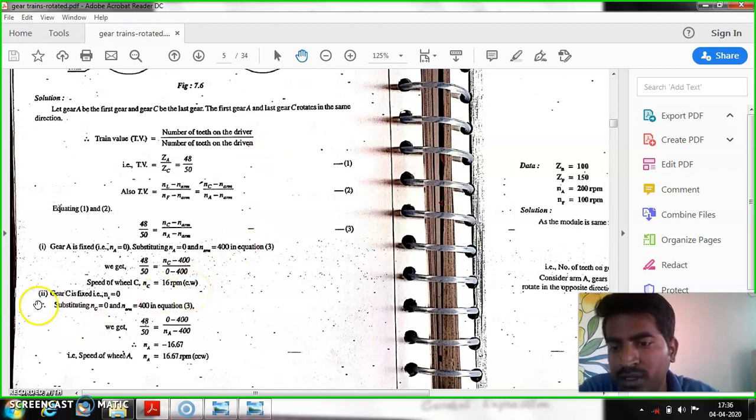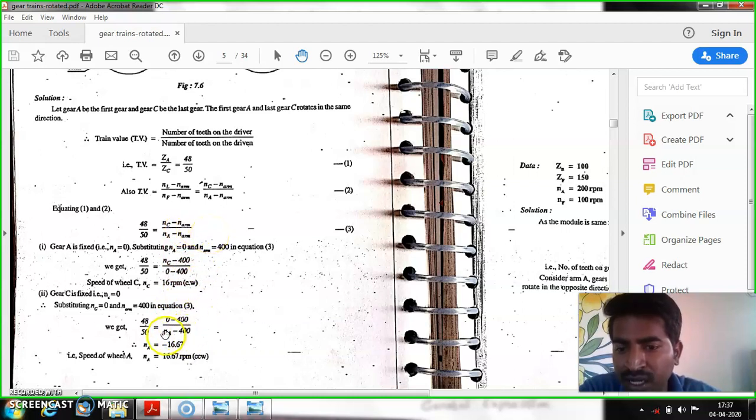Okay. Now the second condition is that when gear C is fixed, what is the value of gear A? That he has asked, right? Now substituting NC equal to 0 and NR equal to 400 in the generalized expression, that is equation number 3. Now 48 by 50 is equal to the speed of the last gear, which is fixed, so speed is 0 minus 400, divided by NA minus 400. See, I am just substituting these values in equation number 3.